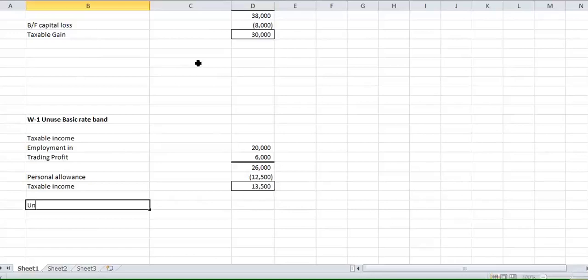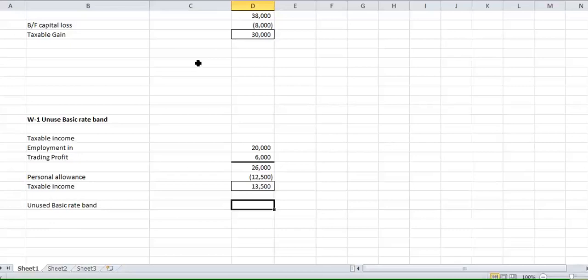Now let's calculate unused basic rate band. Students, as you all know, basic rate band has fixed amount. Basic rate band has fixed amount of 37,500 pounds. When we will deduct 13,500, this is your answer.